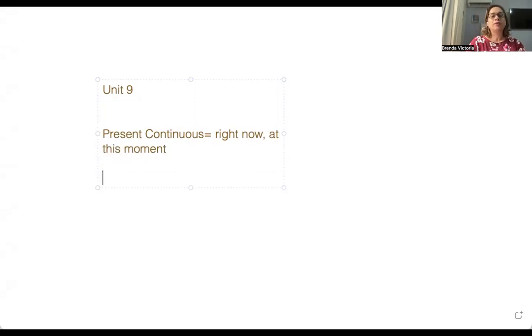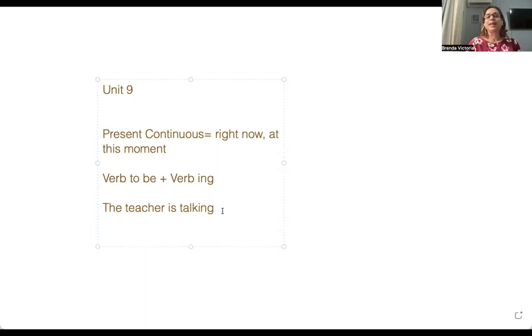And what do we use for the present continuous? We have to use the verb to be plus another verb ending in ing. For example, right now, the teacher is talking. In this case, we have the teacher, which is the subject. We have is, which is the verb to be. And then we have another verb ending in ing. The original verb, or the infinitive, would be talk, and the gerund would be talking.